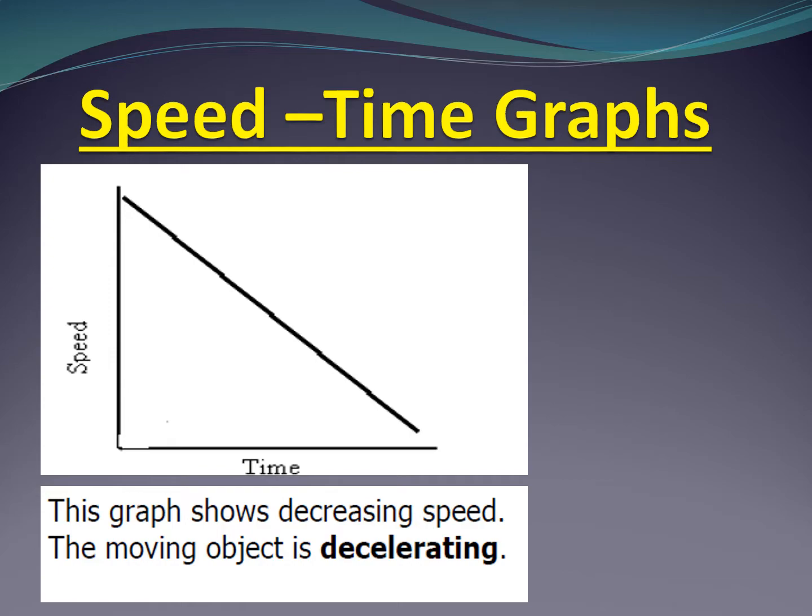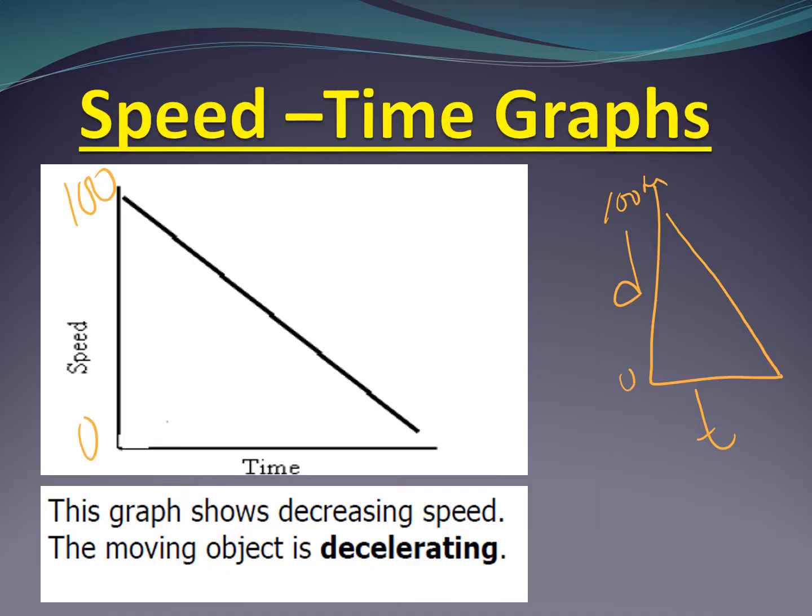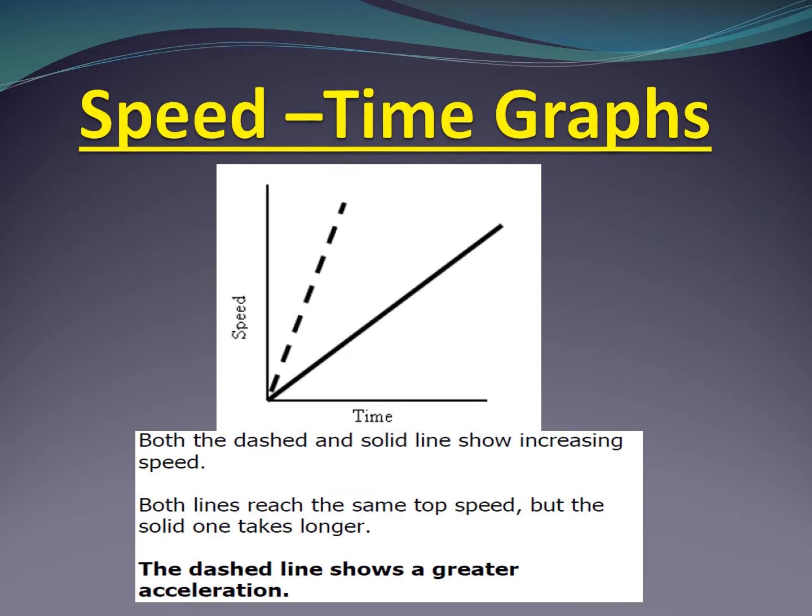Here this graph shows decreasing speed, and that makes sense. Let's say we start from 100 and go back to 0. Okay, we're decelerating, we're decreasing speed. If you remember from a distance time graph, when I have a line like this, it means that I'm going from, let's say, 100 meters to 0 meters. I'm going back to start. So there are major differences here. That's why it's very important to read your axes.